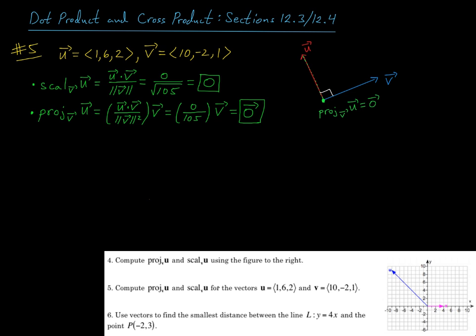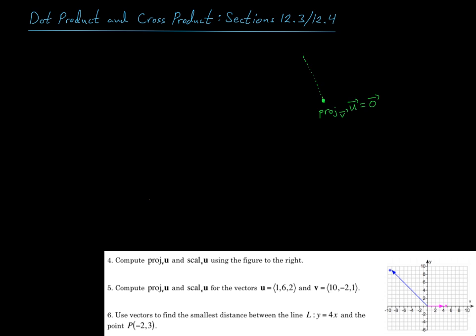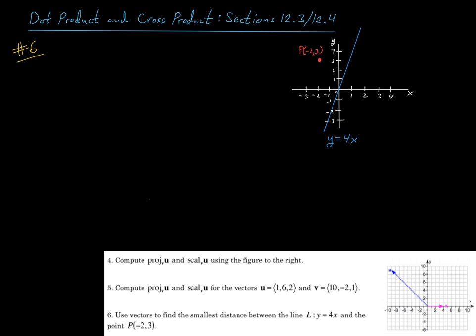All right, cool. Now for question 6, it says use vectors to find the smallest distance between the line L, described by the equation y equals 4x, and the point P with coordinates -2, 3. So let's set that up over here. Drawing a picture of our line, and here's our point P, we want to find the smallest distance between the blue line and this red point. And we're going to do that using vectors.